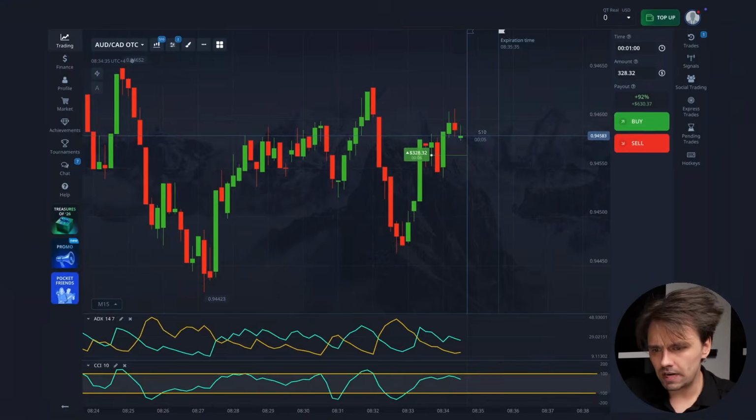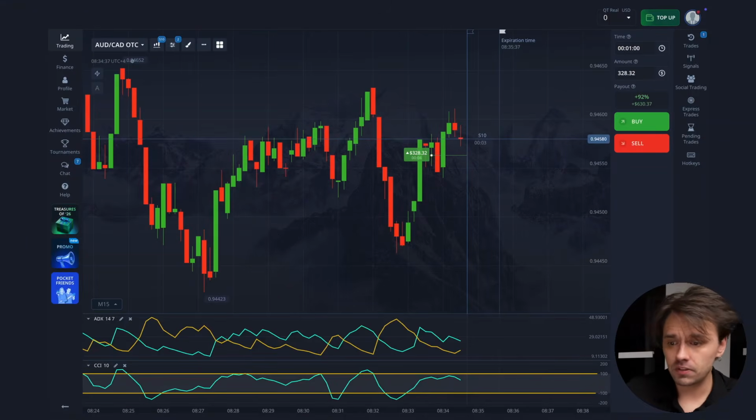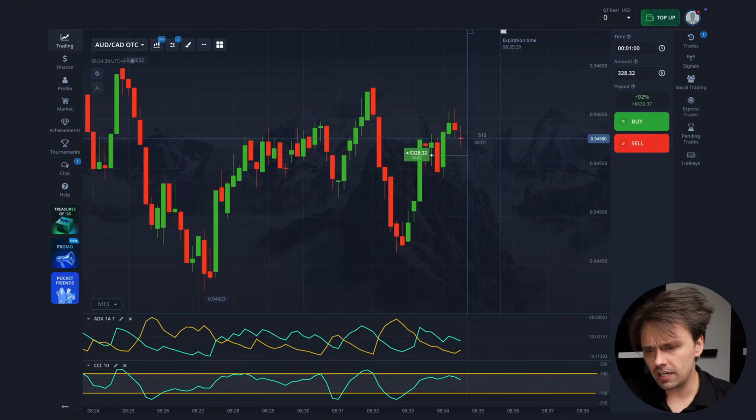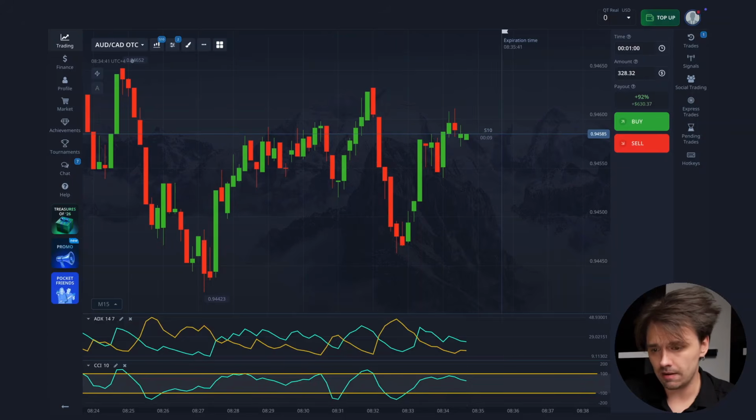The candles confirm everything visually. The price is confidently moving upward. So the market has already reversed and is going up.